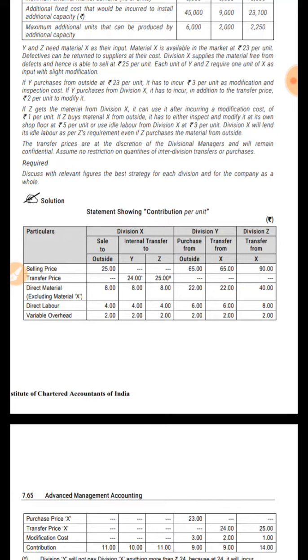purchasing from the outside market is far costlier. 23 plus 28 rupees they will have to spend, whereas here only 25 rupees they can get the transfer, plus 1 rupee they can spend for modification. Okay, that's why only transfer from X.